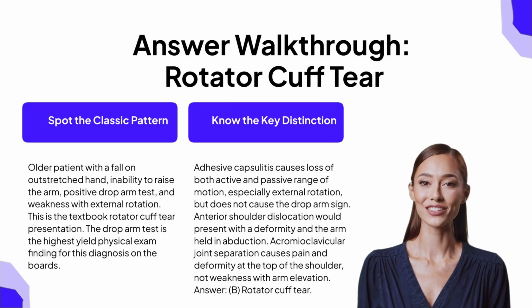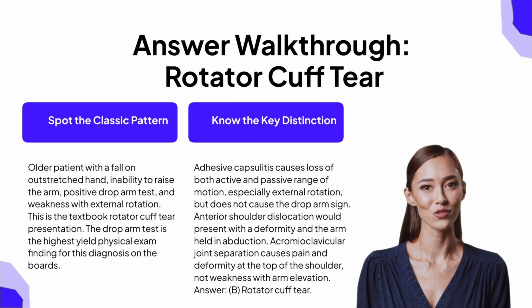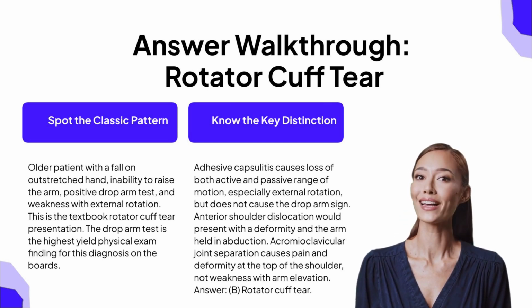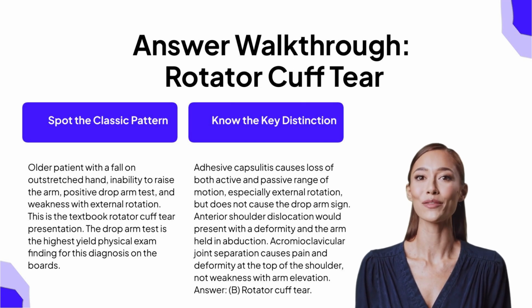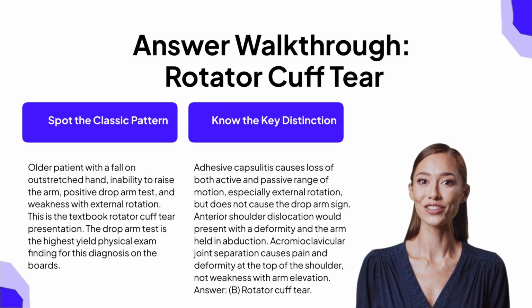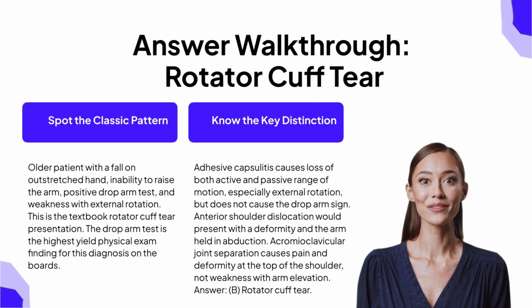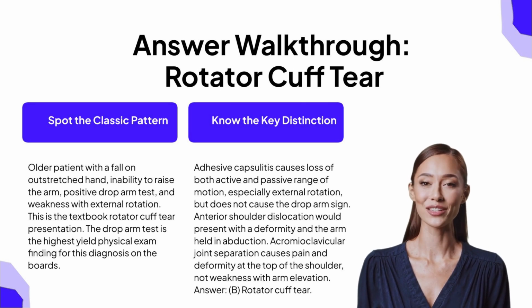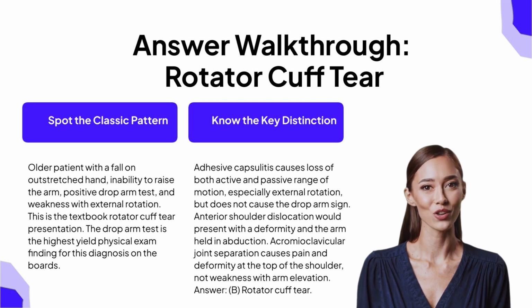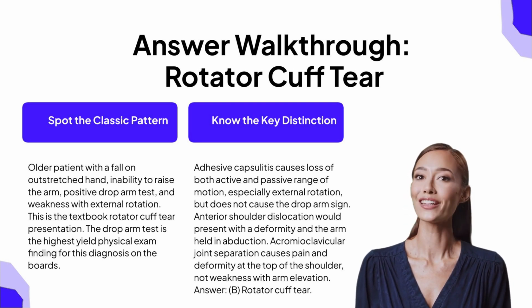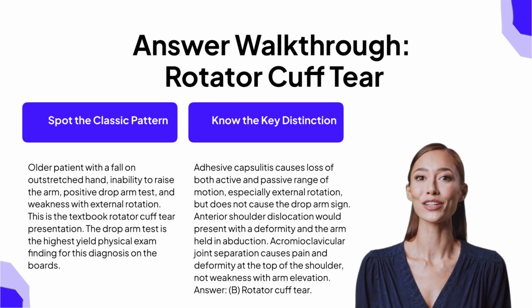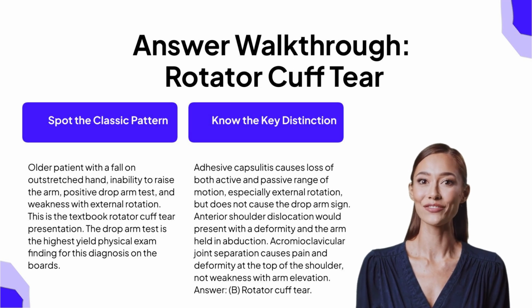Adhesive capsulitis, also called frozen shoulder, causes restricted range of motion in all directions, both active and passive. It does not cause a drop arm sign. An anterior shoulder dislocation would give you a squared-off shoulder and the arm held in abduction, not weakness with raising the arm. An acromioclavicular joint separation causes a bump at the top of the shoulder and localized pain there, not weakness with arm elevation or external rotation. The answer is B, rotator cuff tear.